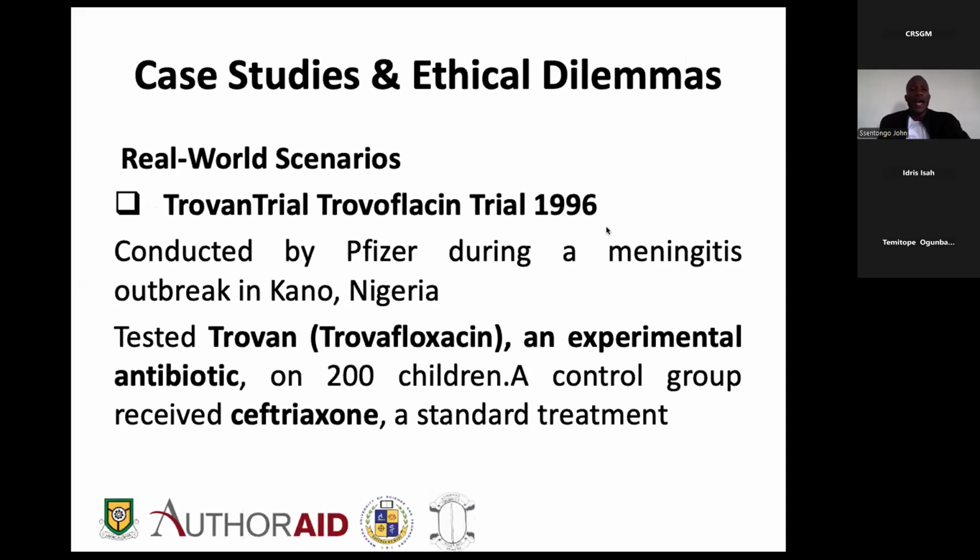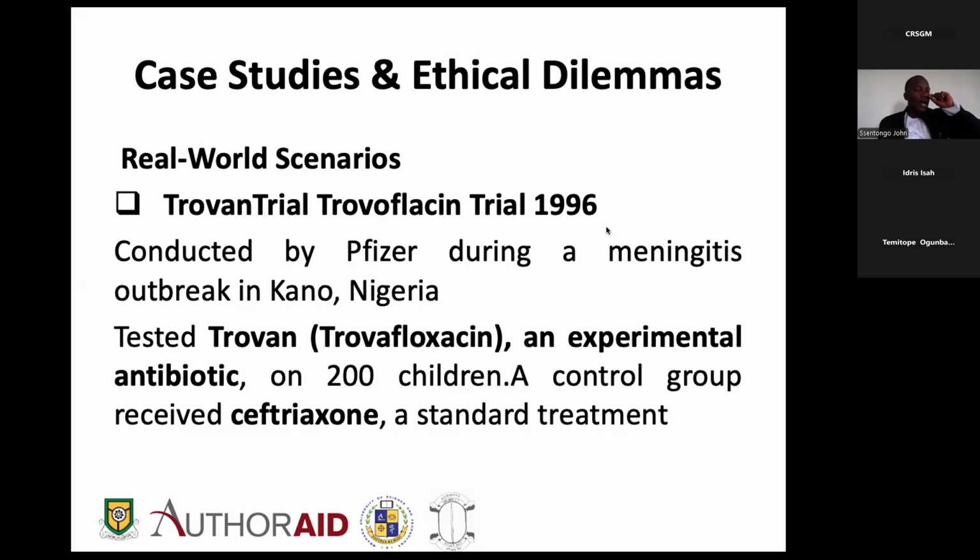So I had to give us a certain case study about some of the ethical dilemmas. When we look at a real world scenario, it would show us clearly what is required of us. So this was in 1996 in Nigeria. It was a Trovan trial. Remember Nigeria, when I look at the map of Africa, it falls under what is called the meningitis belt.